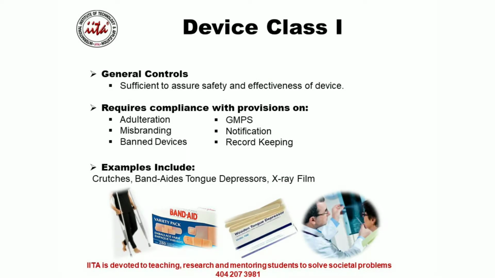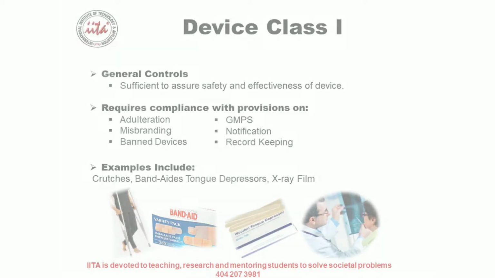Device Class 1. These are general controls, sufficient to assure safety and effectiveness of the device. It requires compliance with provisions on adulteration, misbranding, banned devices, GMPs, notification, and record keeping. Examples include crutches, band-aids, tongue depressors, X-ray films.